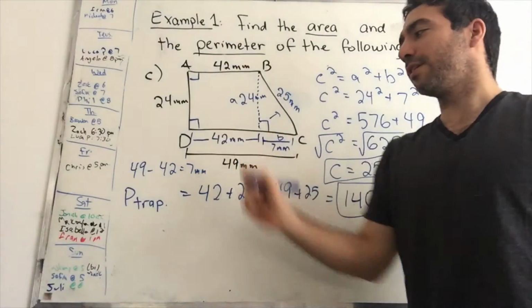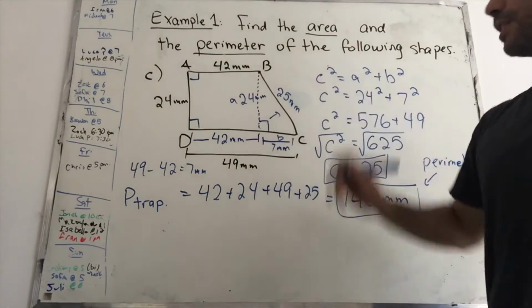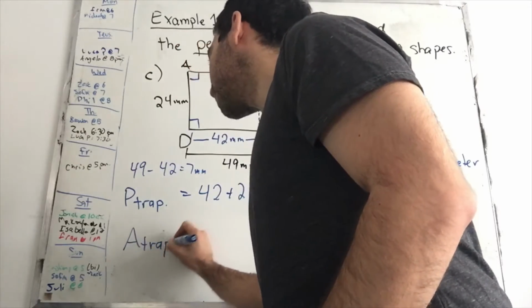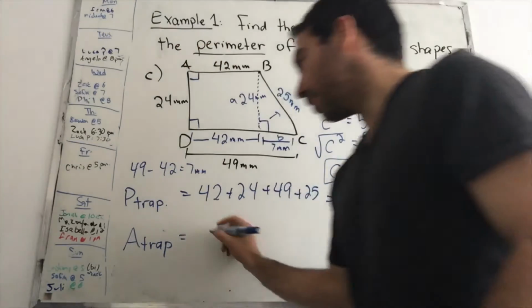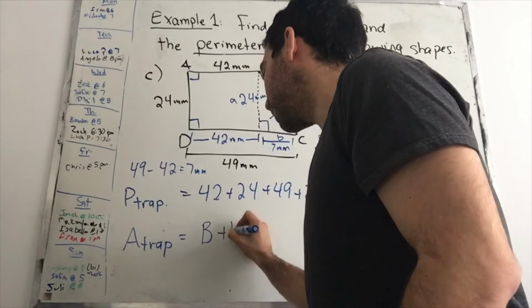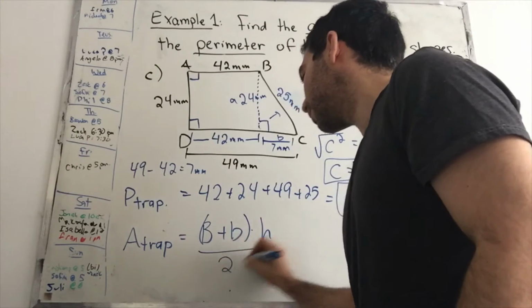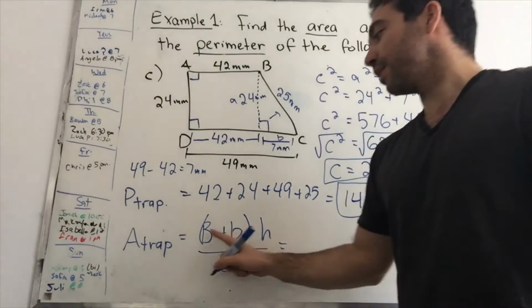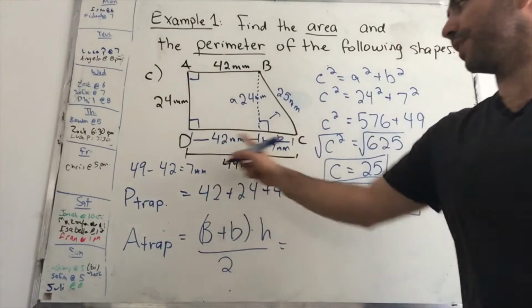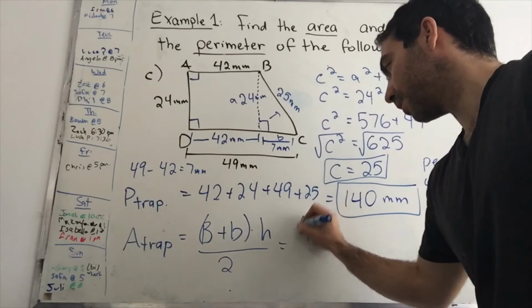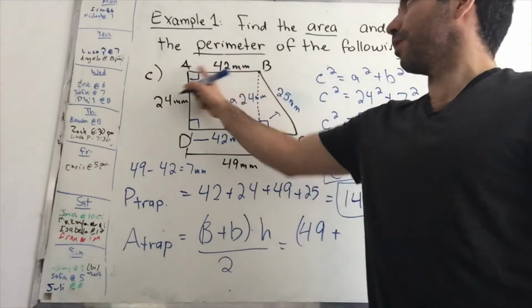So we got the perimeter. The next part is the question's asking us for the area. So to find the area of a trapezoid, you guys have to remember the formula. It's big B plus little b times height divided by 2. Okay, so let's put that in. The big base is the bottom over here. It's the longest side. That's 49. Plus the little base, which is the top here, that's 42.